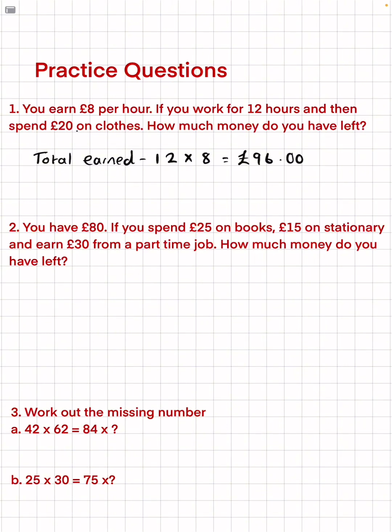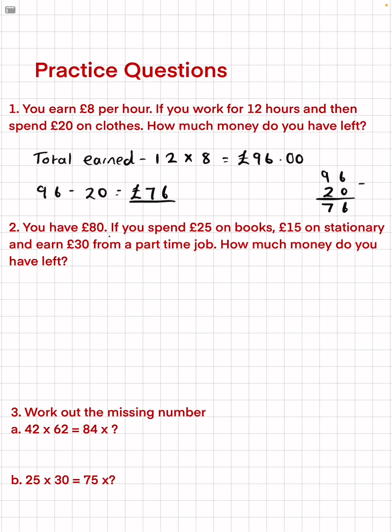And then we spend £20 on clothes. So 96 minus 20. If we work this out, 96 minus 20. 6 minus 0 is 6. 9 minus 2 is 7. So the answer is £76.